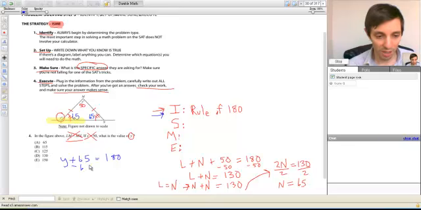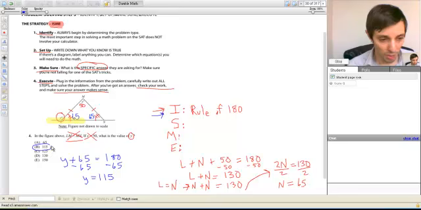And with just a little bit of algebra, we can solve for Y. Subtract 65 from both sides. Again, go to your calculator to get your result. And you should get Y equals 115. So our answer is B.